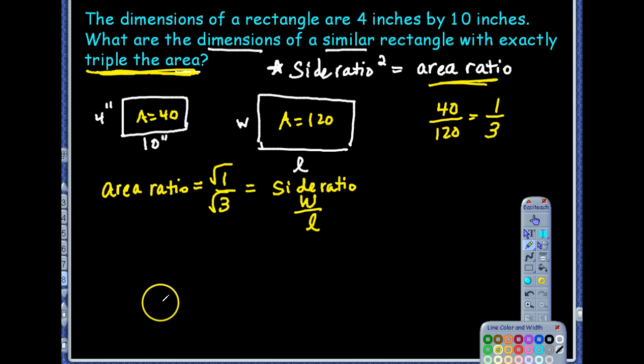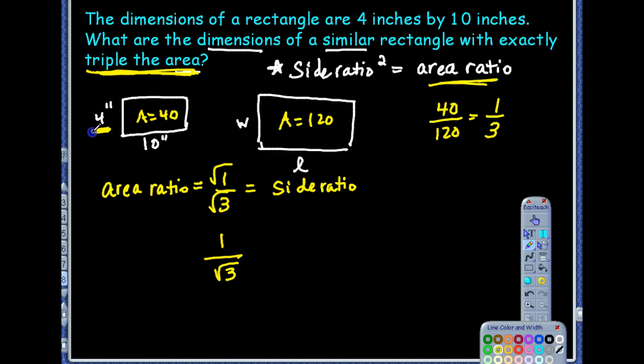Okay. The square root of 1 is just 1. The square root of 3, we might want to rationalize that a little bit. So this would be 1 over radical 3. Now, we can rationalize it, but what are we going to do with this? Well, we know we need to be able to get to the dimensions. And we know the simplified dimensions. So how do we get to those original dimensions?